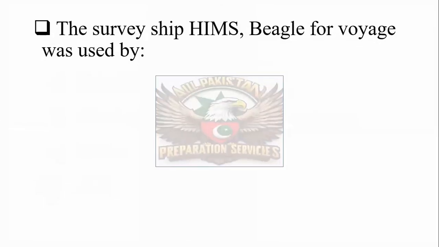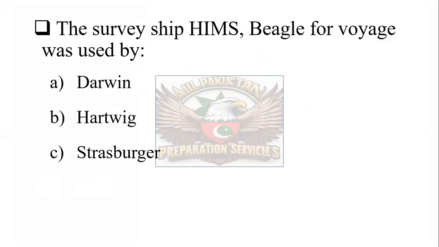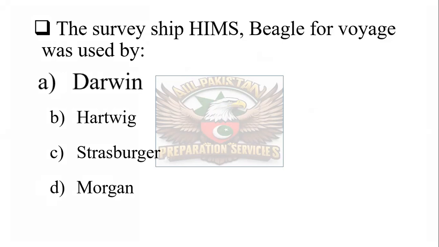A survey ship HMS Beagle for voyage was used by Darwin, Hertwig, Strasburger, or Morgan, and the correct one is Darwin. Darwin used the HMS Beagle, his ship, for his voyage during the experiment of natural selection theory.